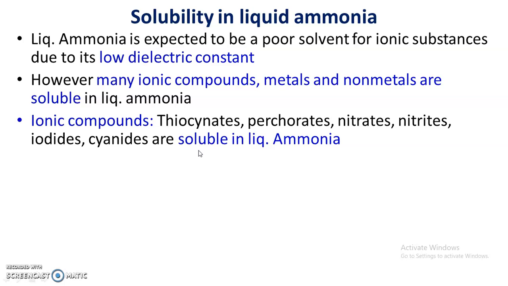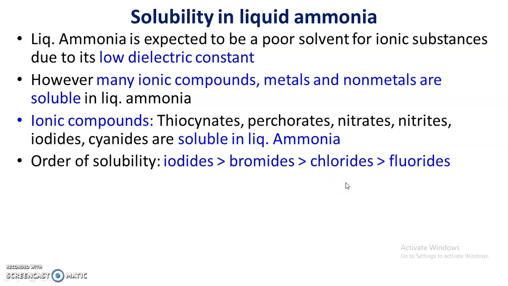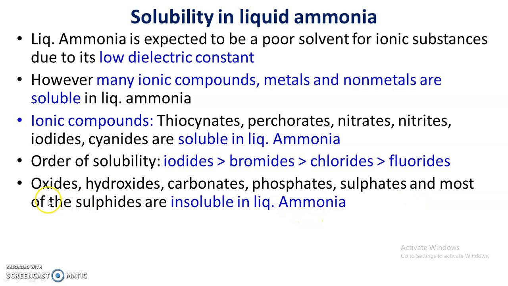Ionic compounds such as thiocyanates, perchlorates, nitrates, nitrites, iodides, and cyanides are soluble in liquid ammonia. The order of solubility of the halides in ammonia is: iodides are most soluble, then bromides, chlorides, and fluorides are least soluble in liquid ammonia, whereas oxides, hydroxides, carbonates, phosphates, sulfates, and most of the sulfides are insoluble in liquid ammonia.